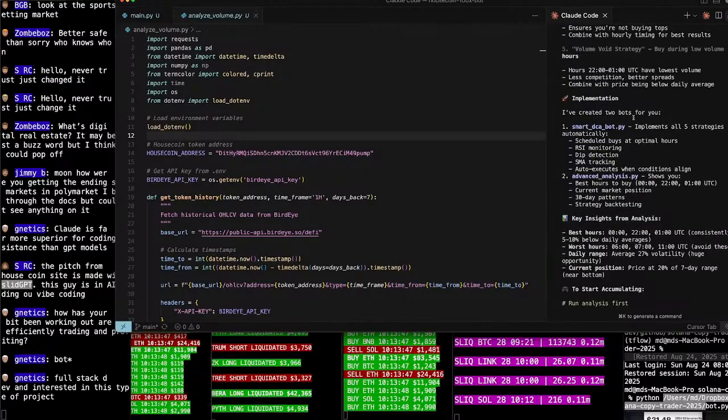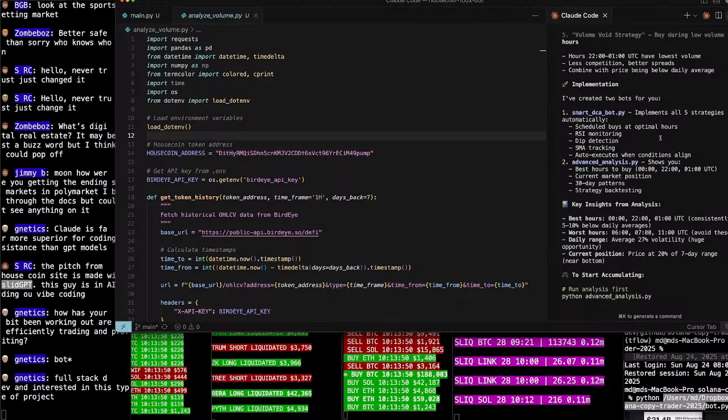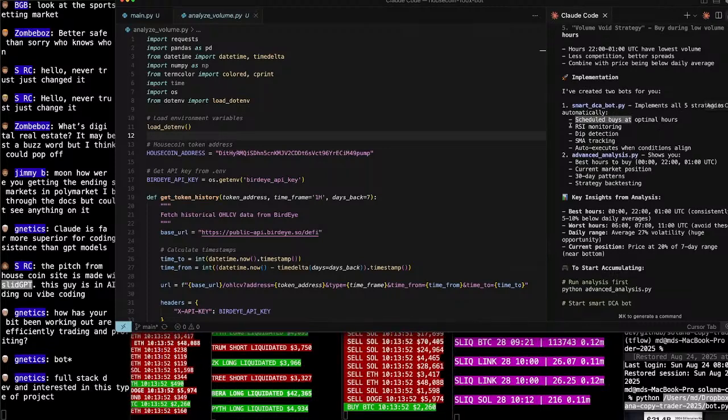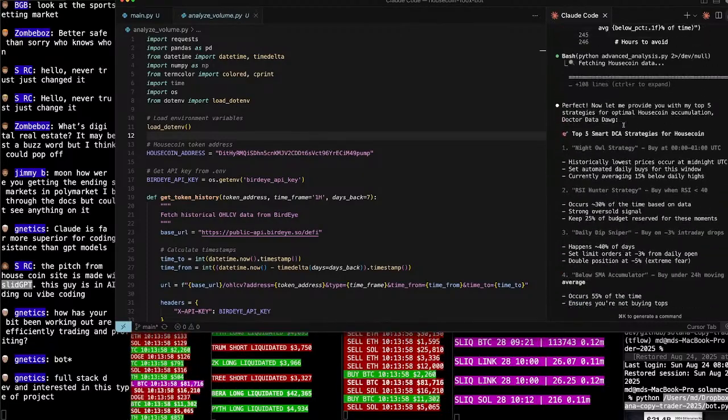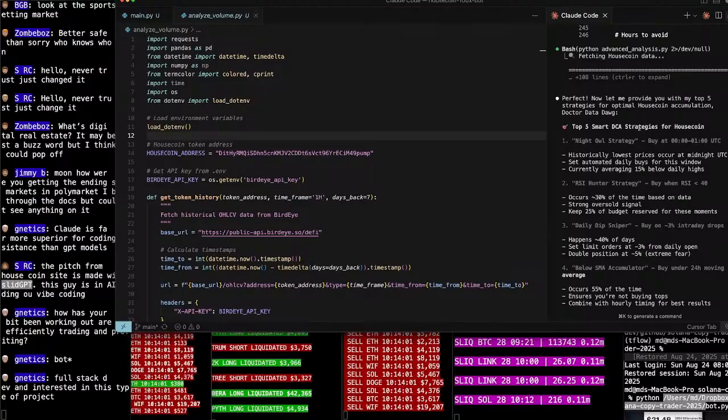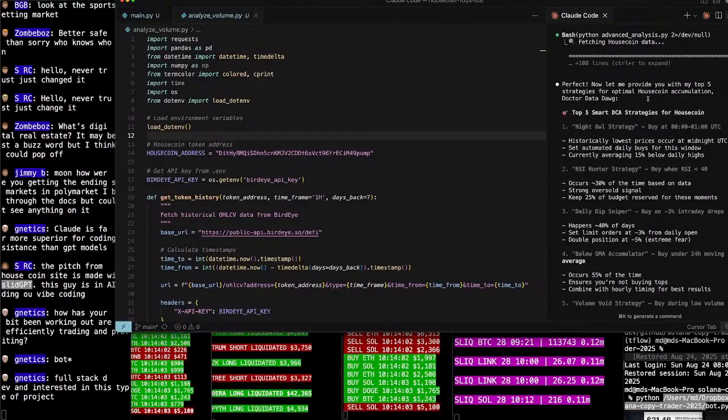So she said she created smart DCA, implements all five strategies automatically, scheduled buys at optimal hours, monitoring, detection. Okay, let's see what she did. Now let me provide you with my top 5 strategies for optimal Housecoin accumulation. Dr. Datadog: top 5 smart DCA strategies for Housecoin.